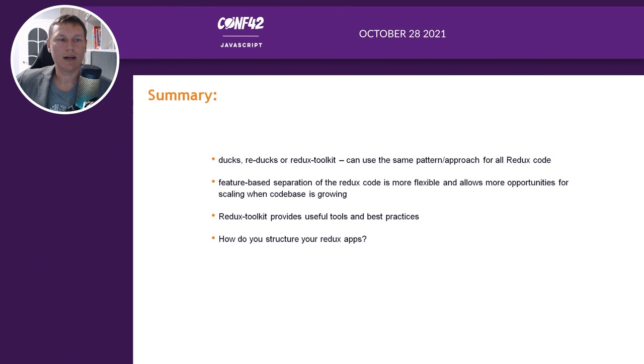Just a small summary. Redux and Redux Toolkit, as for me, use the same pattern or approach for improving the structure of the Redux application, React Redux, I call it. Feature-based separation of the Redux code is more flexible and allows more opportunities for scaling when the application is growing. But I'm talking about feature-based separation of the Redux code, not about the whole React application. So a very important thing is to move all state management aside. For example, sometimes I just create a Redux folder, and then I place all Duxes there. So Redux Toolkit provides useful tools and best practices, and really it does.